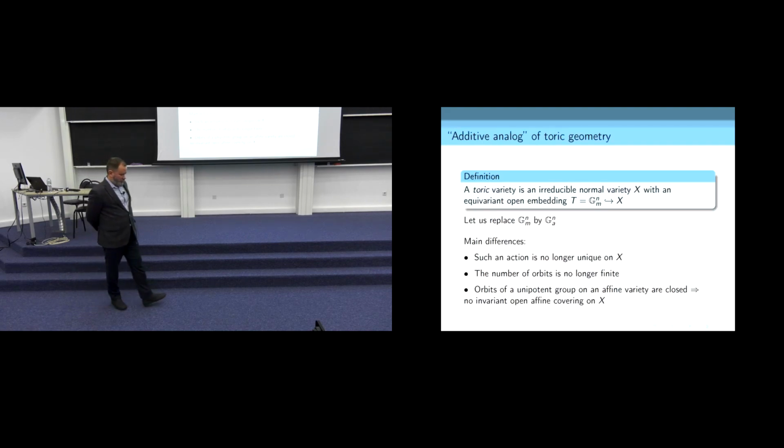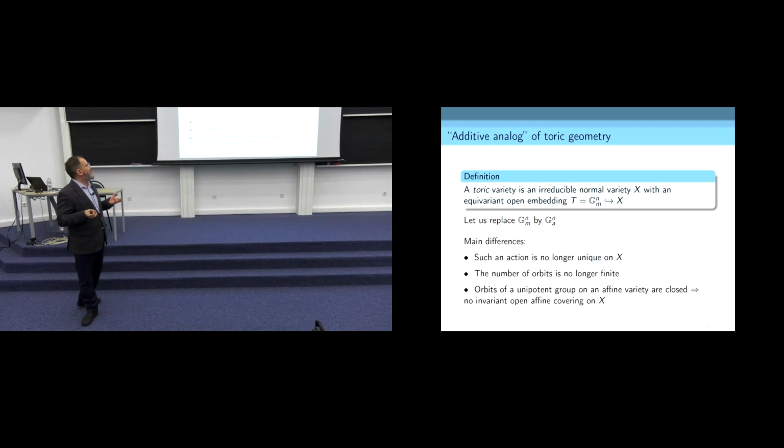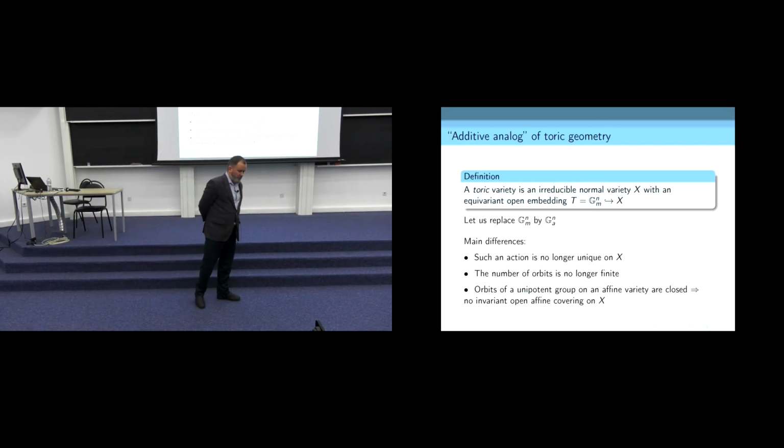If we restrict our attention to a torus, then we come to the definition of a toric variety. This is just an open equivariant embedding of an algebraic torus of dimension n into some normal irreducible variety X. And if I want to consider equivariant compactification of the vector group, then I should look for some analogy. Maybe this is some additive version of toric geometry. Maybe we can treat this case the same way as in the toric case. But if you study the basic properties, you will see that, sorry, there is no analogy at all.